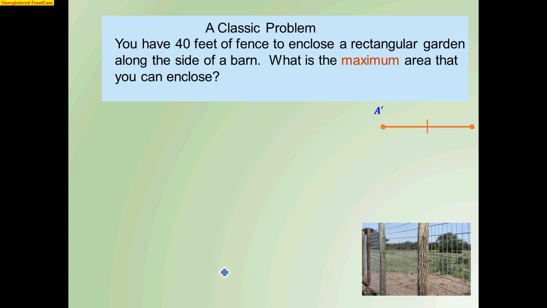So here we go. Here's a very classic problem. You'll even see these in Algebra 1 and Algebra 2 books, and they just take the calculus out of it and give you a calculator. So we have 40 feet of fence to enclose a rectangular garden along the side of a barn. What is the maximum area? So that's one of my first goals. And for my maximum, this is the first and second derivative test that find maximums and minimums of functions.